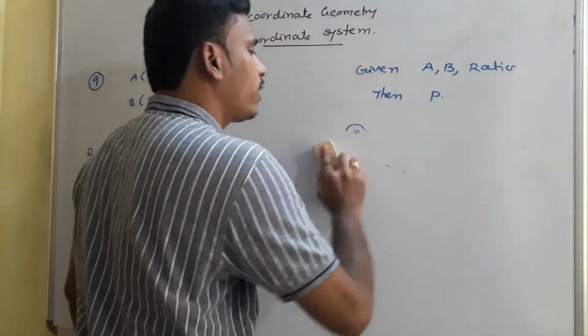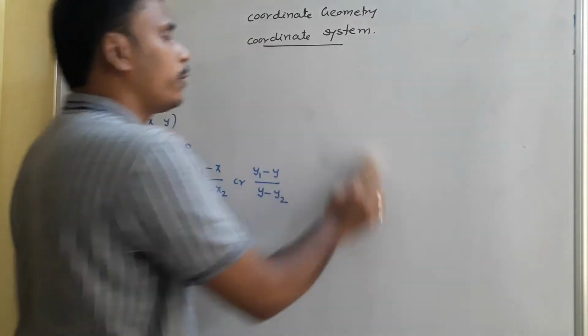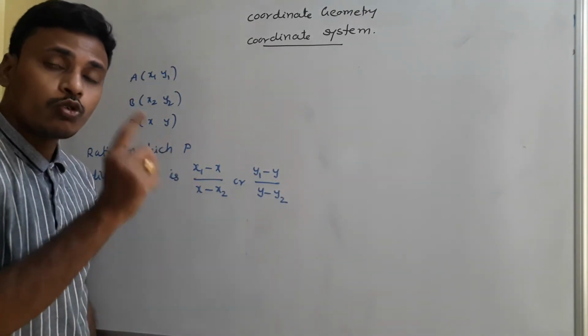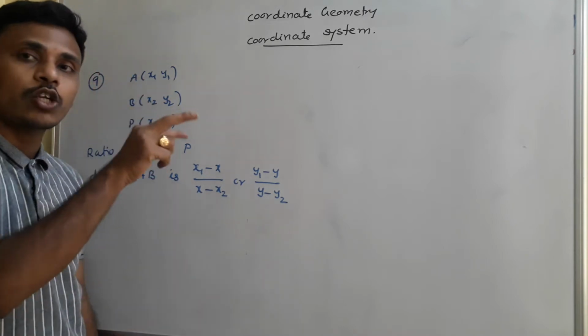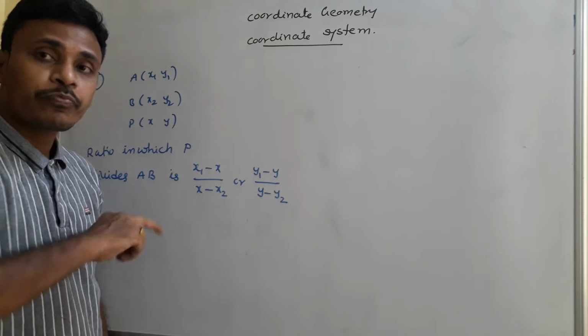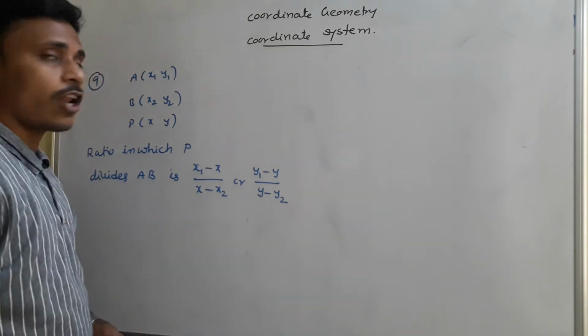And after finding that ratio, as we mentioned in the previous point, if you have that ratio as positive, you need to think that P is internal to the line segment. If that ratio is negative, you need to think that that point is external to the line segment.